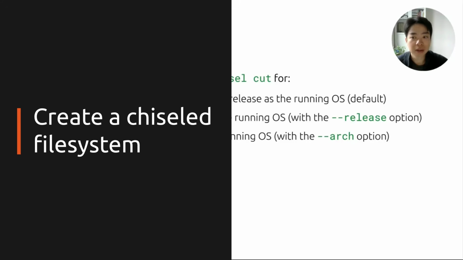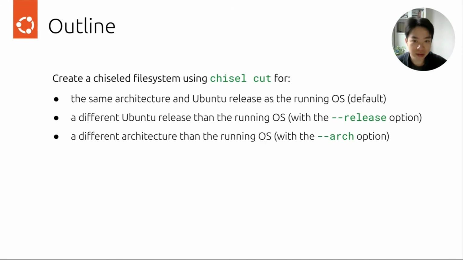We are going to cover creating a Chisel file system using the Chisel command for the following three use cases. The first one is we are creating a Chisel file system with the same architecture and Ubuntu release as the running OS, which we will use all the default parameters.